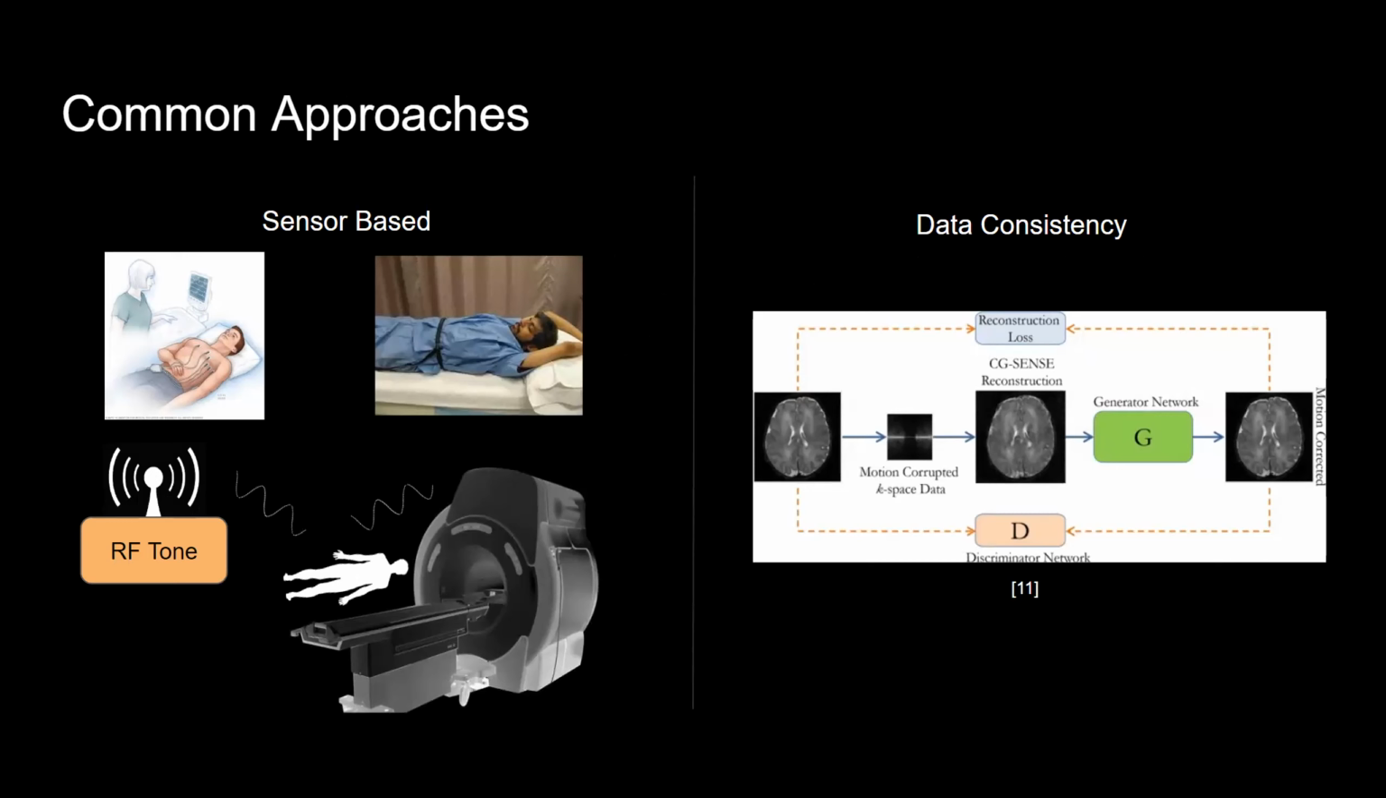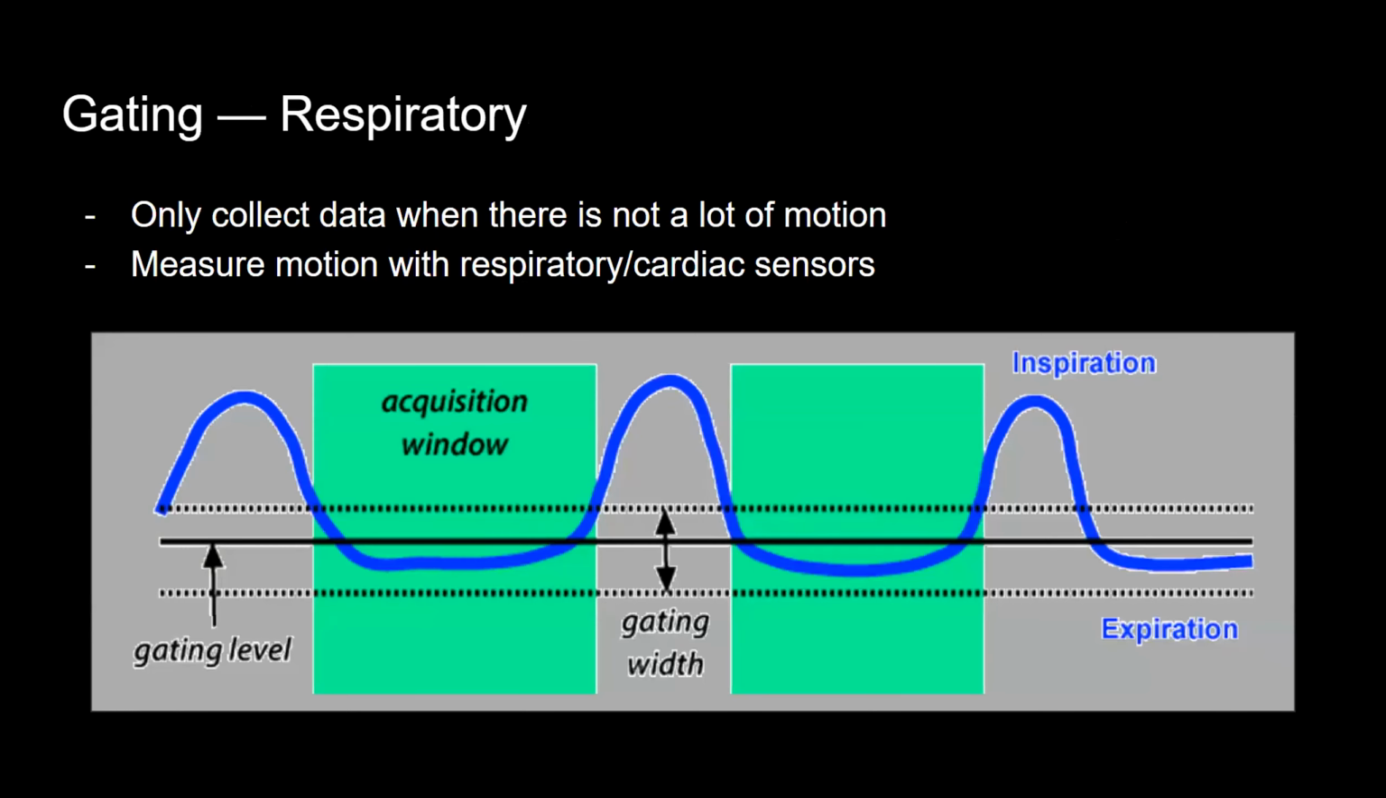We're going to also break down some common approaches that people have taken. Sensor-based is trying to sense what the motion state is like with something like an ECG signal, a breathing monitor, or pilot tone, which we'll get into. And then there are data consistency methods, where you acquire your k-space and then set up a model or a reconstruction in order to get a nice image. So let's start with the sensor-based.